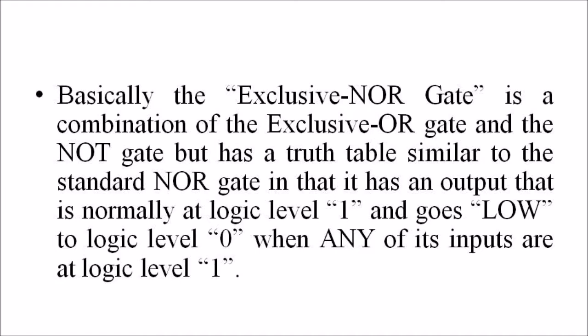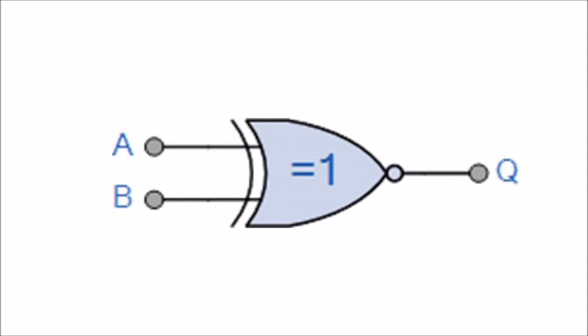However, an output 1 is only obtained if both of its inputs are at the same logic level, either binary 1 or binary 0. For example, 0 0 or 1 1 gives the output 1. This input combination would then give us the Boolean expression of Q is equal to A XOR B the whole bar, which simply means A dot B the whole bar plus A dot B.